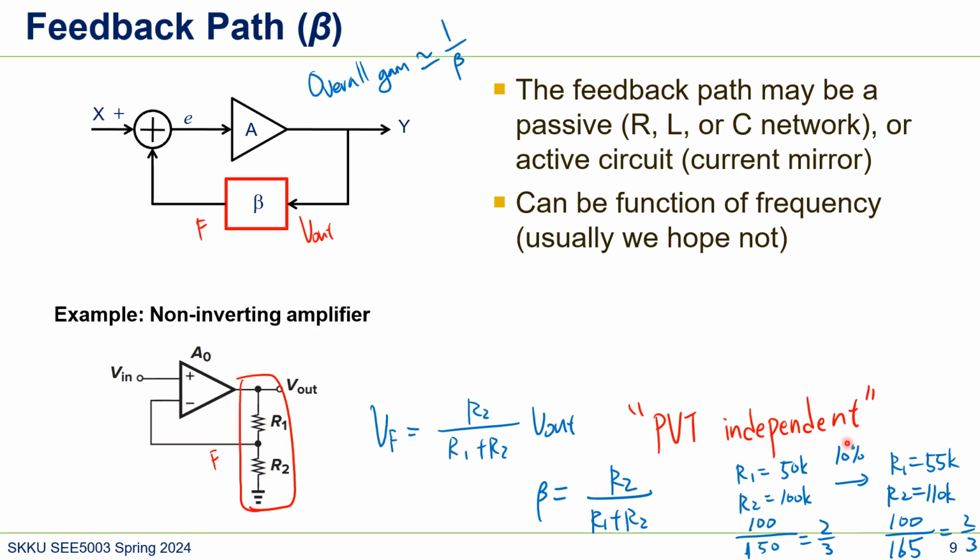And then you can also ask, what if R1 changes 10% and R2 changes 5%? What if they're not aligned? That's a very good point. What people do here is they make those things very matched. They use the same type of resistor and place them really close, so R1 and R2 experience the same variation. That's what designers want to do.